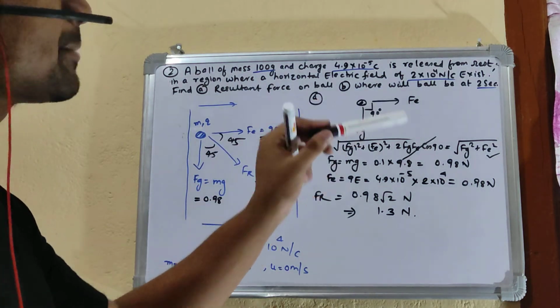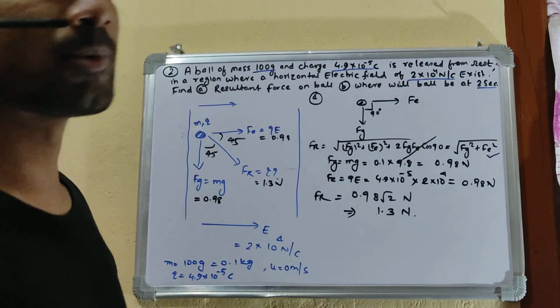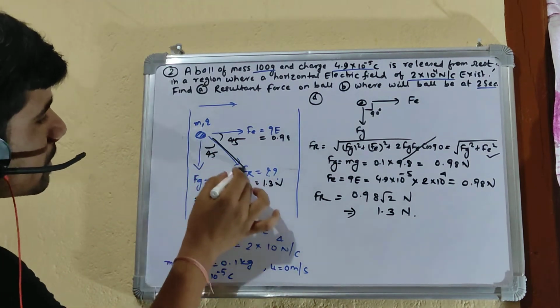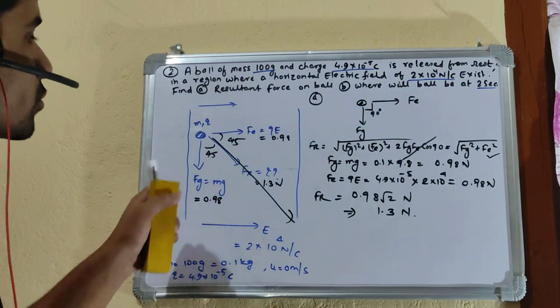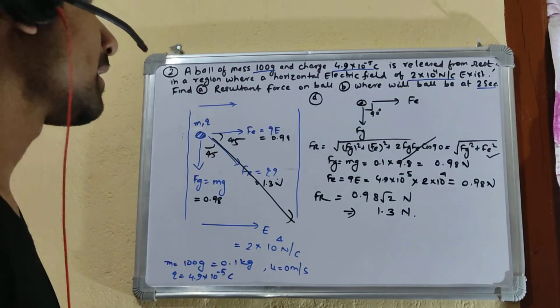The next question is, where will the ball be at time equal to 2 seconds? So after a span of 2 seconds, where will the ball be, right? You know the trajectory of the ball will be in this direction, along the resultant force direction. So at 2 seconds, what distance will it cover?